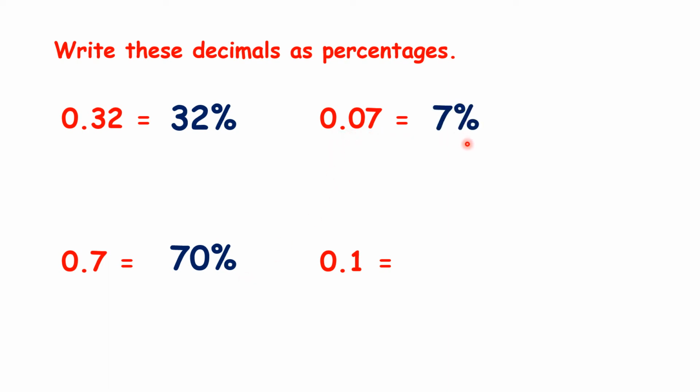0.07 is 7%, and 0.1 is 10%, because 1/10 is equivalent to 10 hundredths.